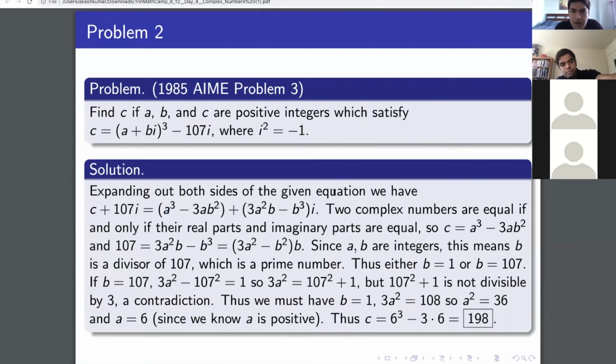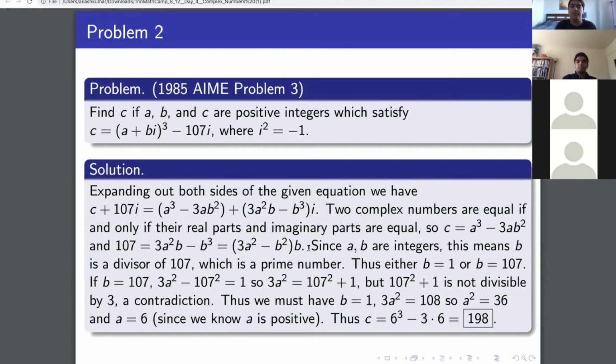And then we just describe this notion of comparing parts. So the complex numbers are equal only if their real parts and imaginary parts are equal. So that's comparing parts. So this is how you know that c equals a cubed minus 3ab squared. So that's just comparing this real part to this real part. And 107 is equal to 3a squared b minus b cubed, and then we just factor out a b here. So that's just comparing parts.